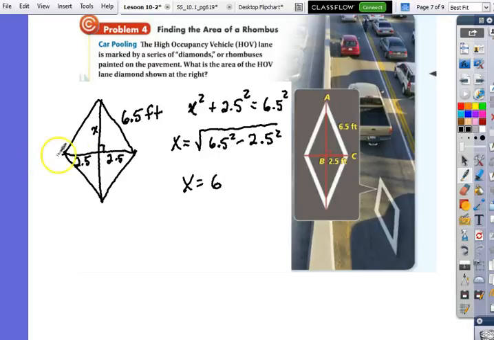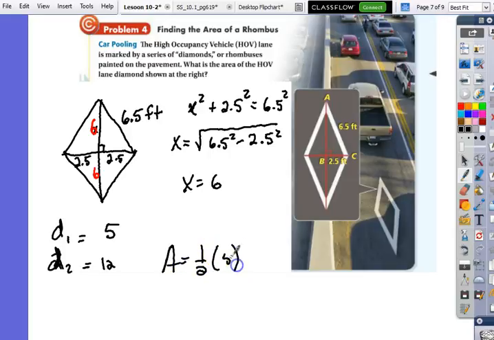So if x is 6, then what's this length down here? It's also 6. So now, do I have enough information to decide what my two diagonals are? What's my first diagonal? 2.5 plus 2.5, which is 5. What's my second diagonal? 12. So the area is equal to 1/2 times 5 times 12, which is equal to 30, in this case, square feet.